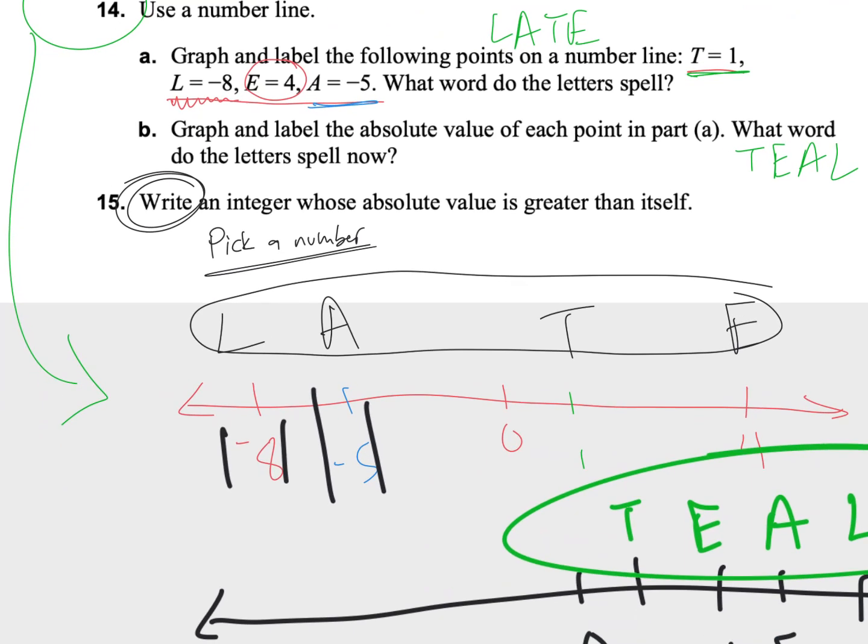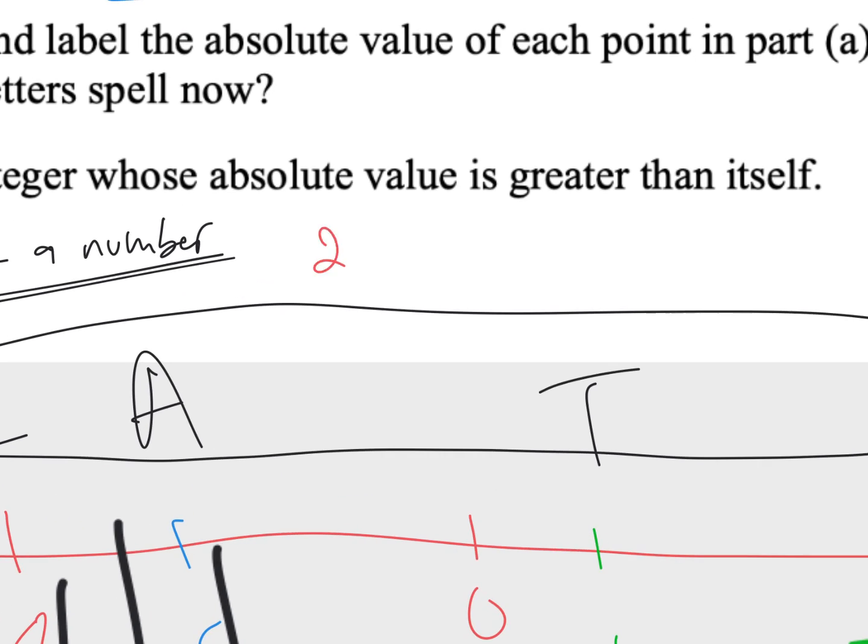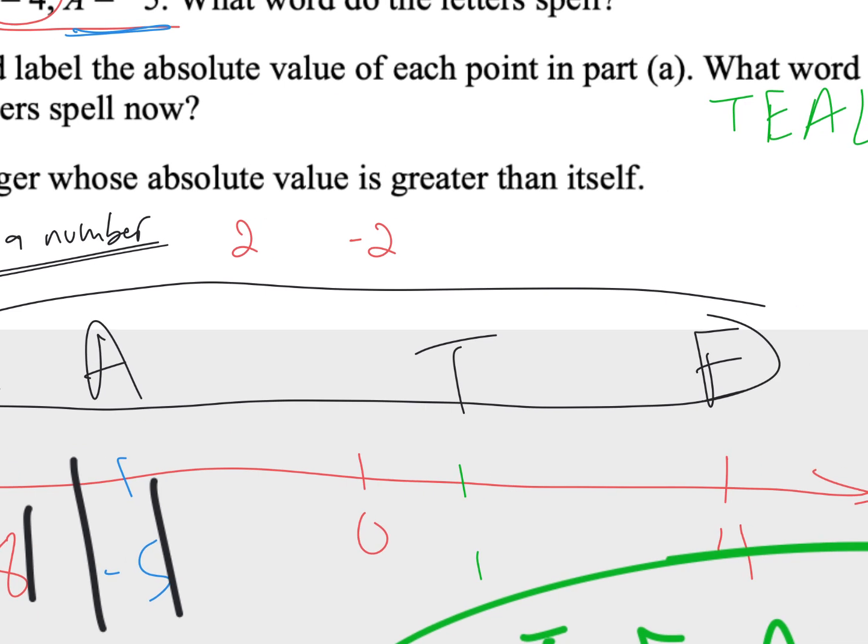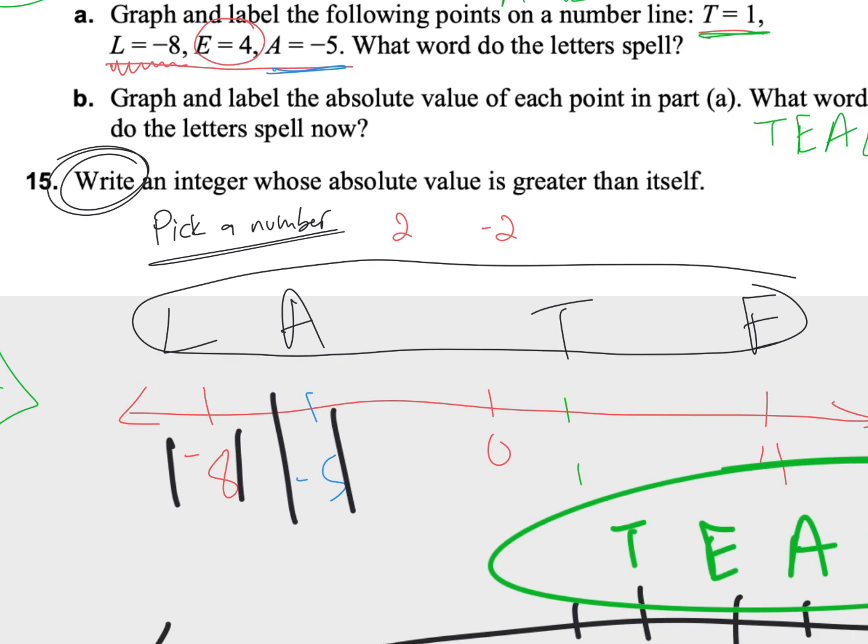An integer, well, okay, what's an integer? 2 is an integer. -2 is an integer. 0 is an integer. 50, -50. You get the idea. But here's what they're asking us to do now. They're saying, okay, well, write an integer whose absolute value, so what's the absolute value of 2? It's 2. What's the absolute value of -2? 2. So whose absolute value, which is these guys, is greater than the original integer.